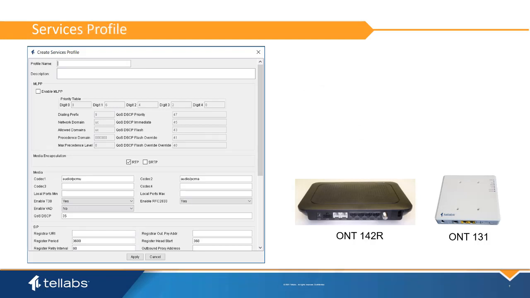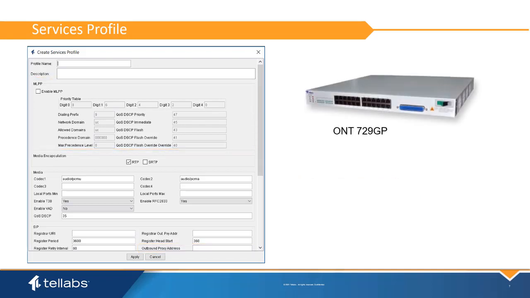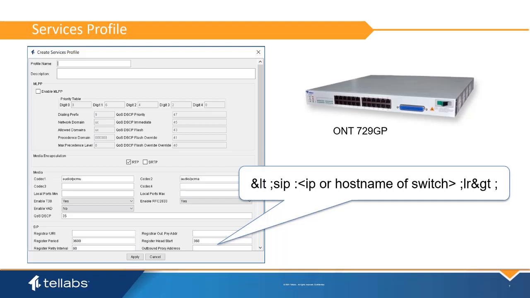For the ONT 131 and 142R, MLPP must be off. The outbound proxy address is also left blank. For the 729GP ONT, the outbound proxy is expressed like this.